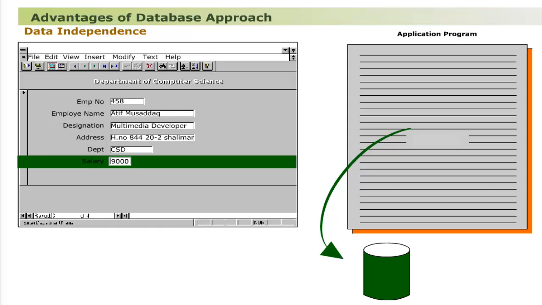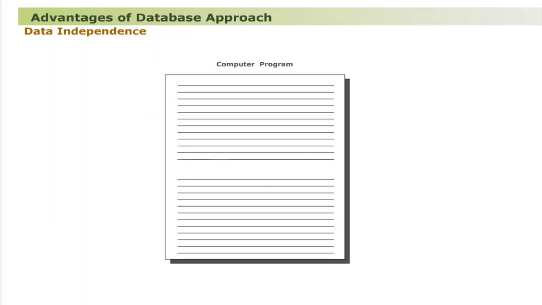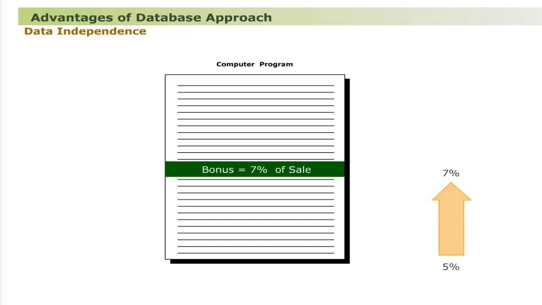Dear learners, as you know, with the database approach, data is stored at a central location called a repository. This property of the database system allows an organization's data to change within limits without changing the application programs that process the data. Consider a computer program to calculate the bonus, which is currently 5% of monthly sale. If the rate of bonus is raised to 7%, then the computer program is required to change to incorporate the change in the data.